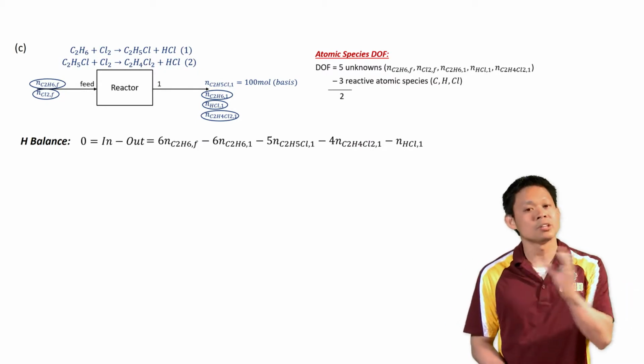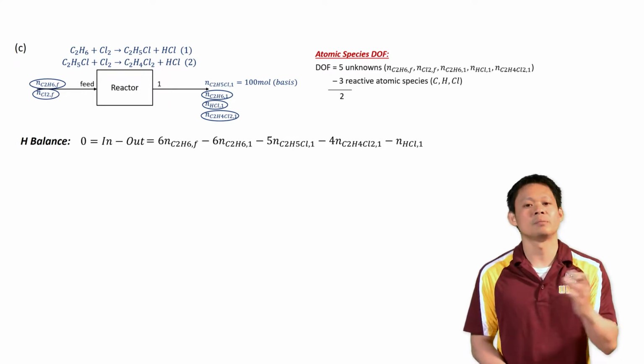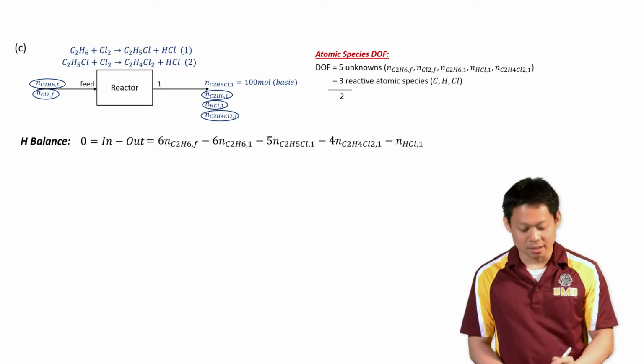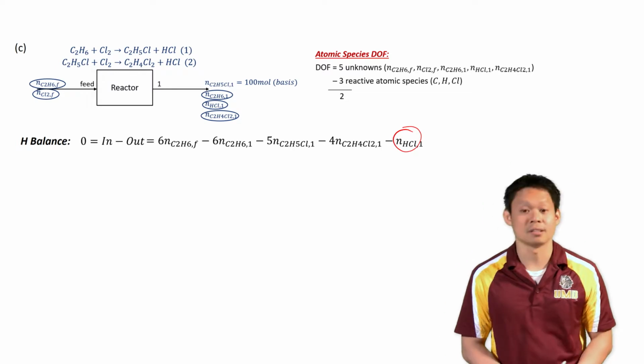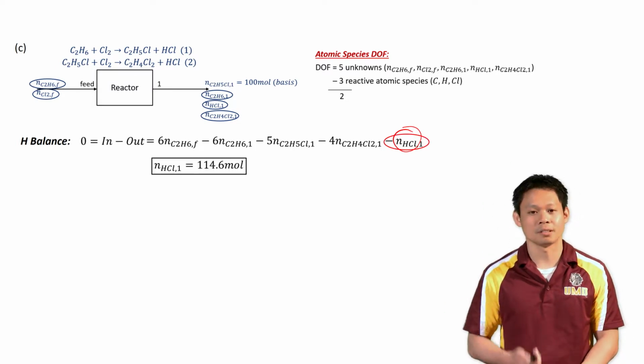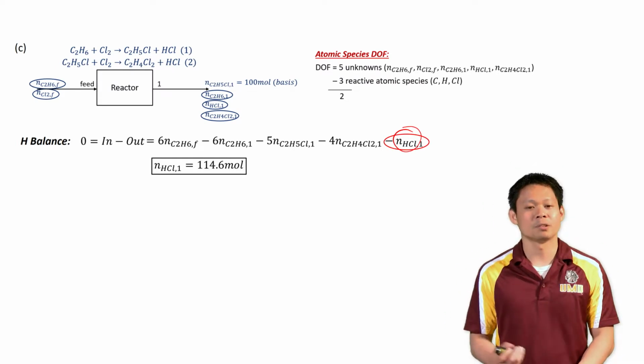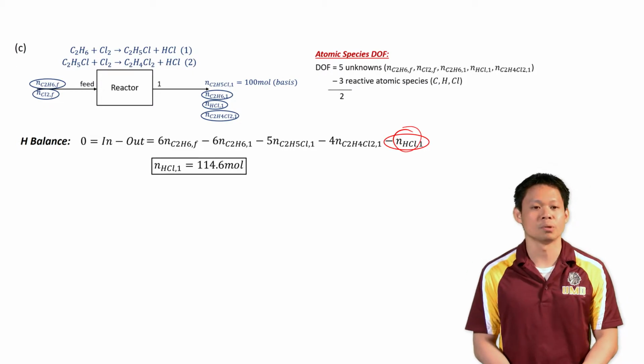Go through each term and make sure you understand where the coefficients come from and why the terms are in there. But in this case, the only unknown we have left is the number of moles of HCl. Yep, I circled that. And here we go. The number of moles of HCl is 114.6 moles.